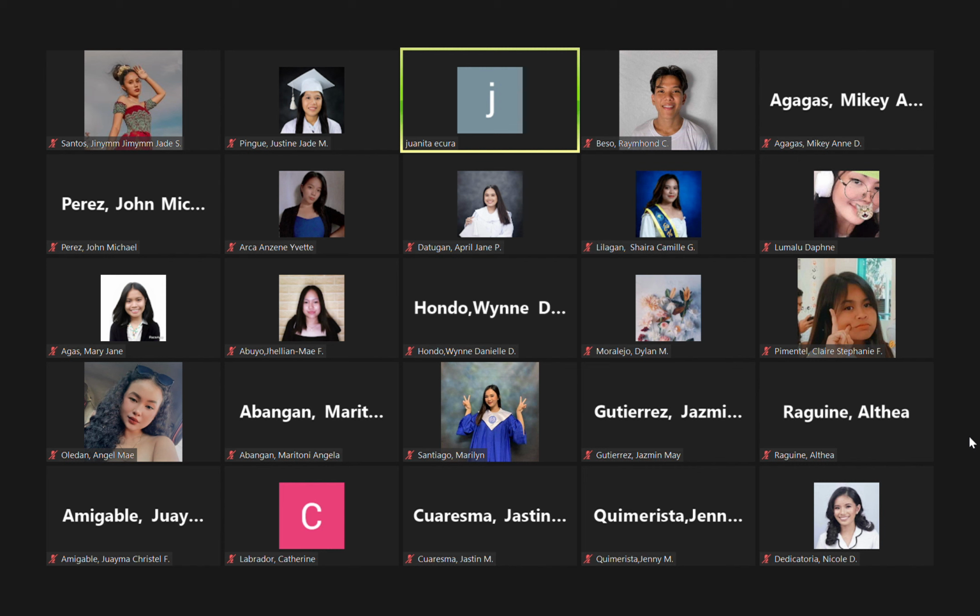Ay, bakit magkano yung total processing cost? Dapat ang total processing cost nyo 320 lang ha. Pag inadd nyo. Bakit naging ano?